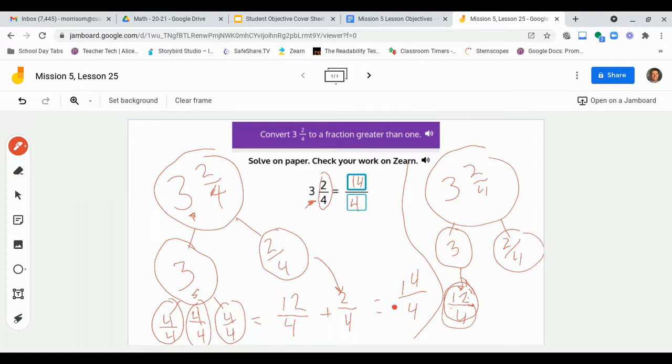Okay. And that's what you're doing. So you're just really breaking apart, turning that whole, however many wholes you're given, into the fraction you need, and then combining it with the fraction that you're given. So really what we did, we just combined that and that, put them together, and just renamed them as a fraction. So 14/4 in this case. So that's what you're doing in this lesson. You're taking a mixed number and converting it into an improper fraction. Fraction fun forever. Enjoy.